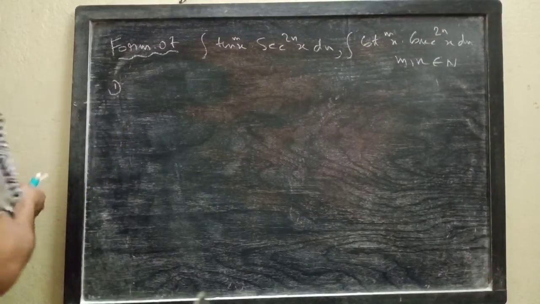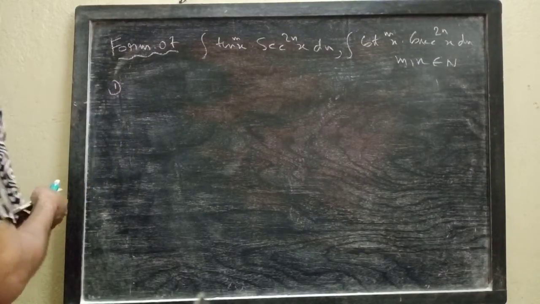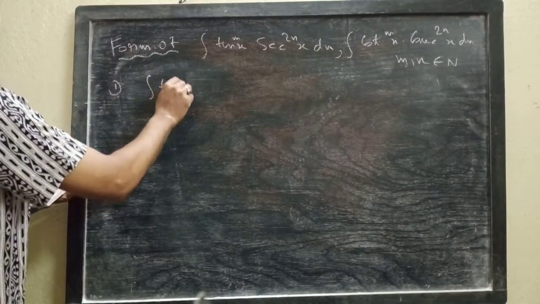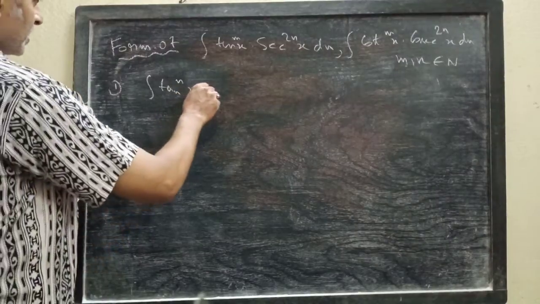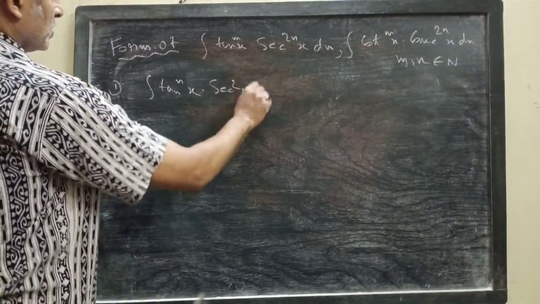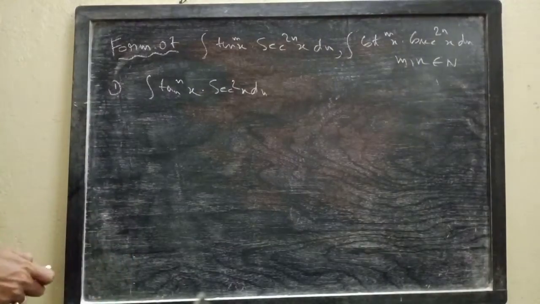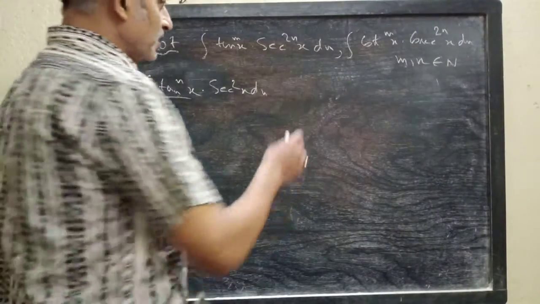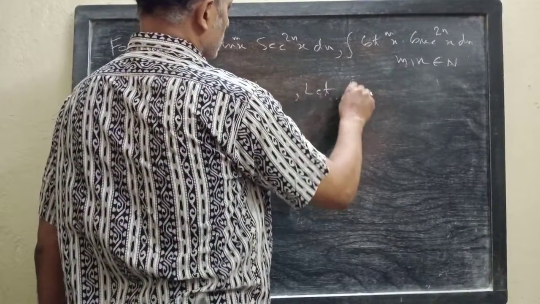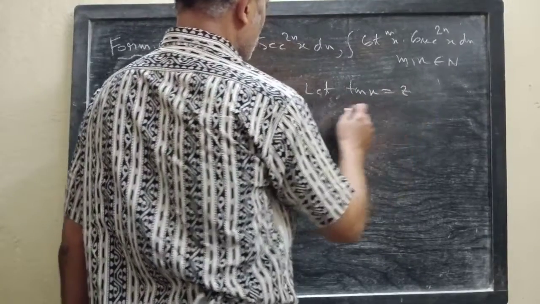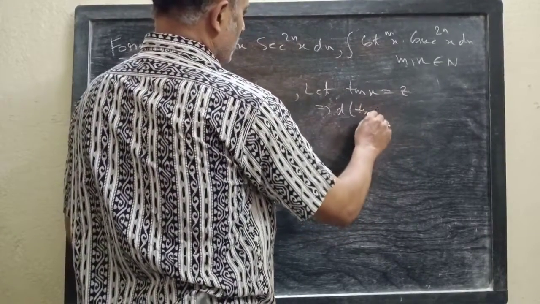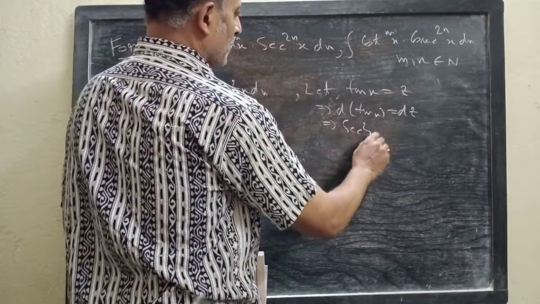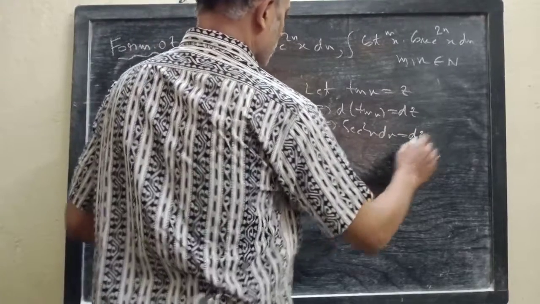Let us start our first question. Integration tan to the power n x into sec square x. Look, if we take tan x as z, then we get sec square x dx. That's why here we are taking, let tan x equal to z. That implies d tan x equals dz. That implies sec square x dx equals dz.